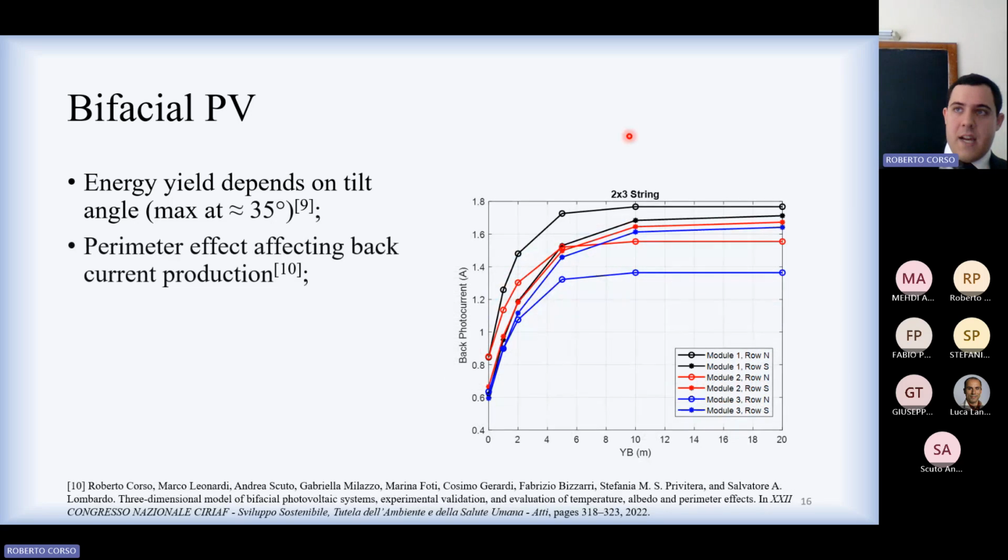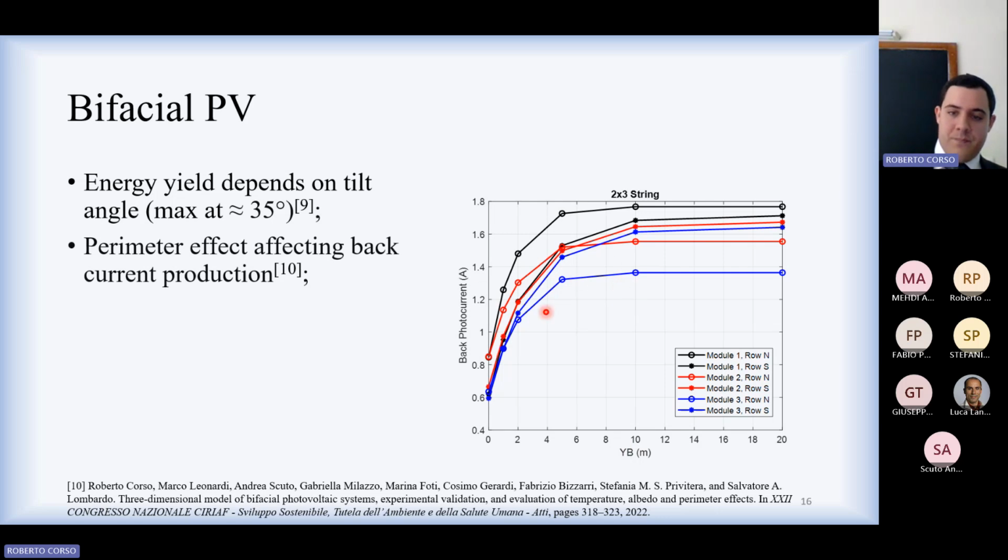Another study that we carried out was on eventual perimeter effects that may have an impact on the production in larger systems. In this case, we had a system made up by 6 modules in a 2-row by 3-column arrangement, which is usually called the landscape arrangement. And here we see the current produced by the back of the module against the width of the simulation area that we are considering on the east-west direction.